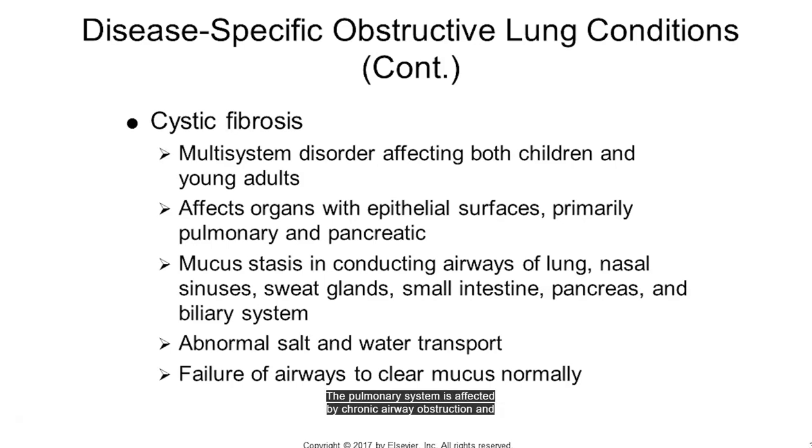The pulmonary system is affected by chronic airway obstruction and inflammation, thick tenacious secretions, and recurrent bacterial infections. The intestines develop thick mucus that interfere with absorption of nutrients and result in malnourishment. In addition, the pancreas develops exocrine pancreatic insufficiency, which affects fat digestion and the growth and development of individuals with CF. It also results in abnormal salt and water transport.